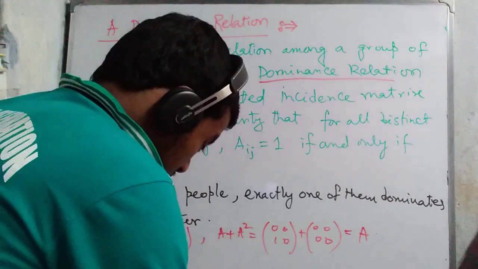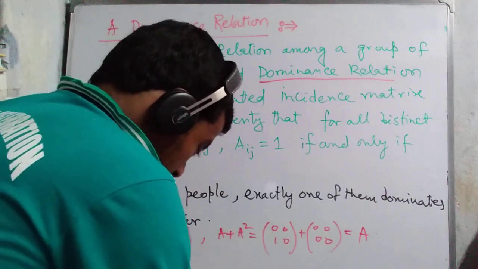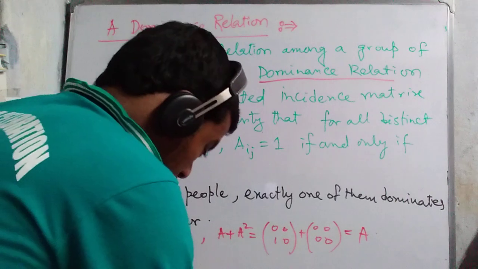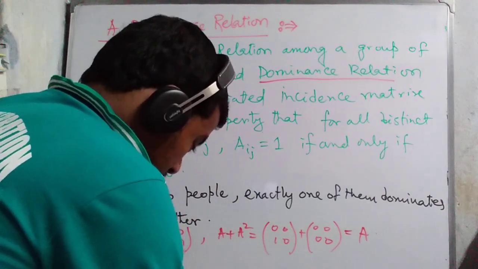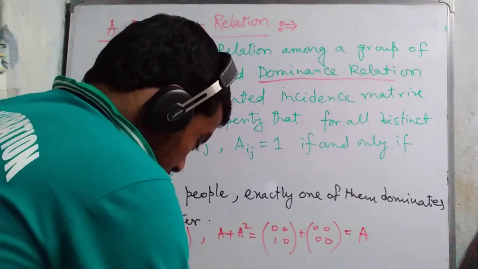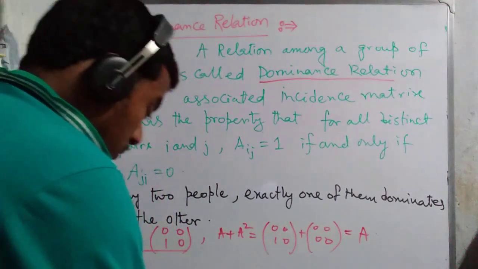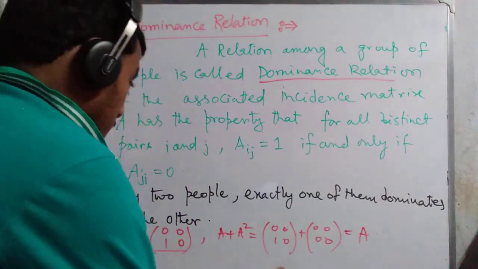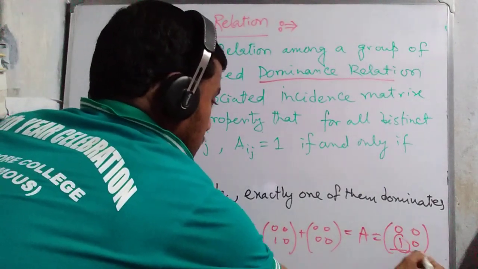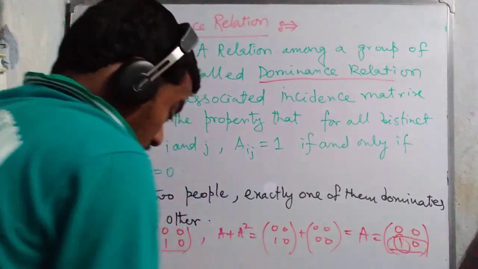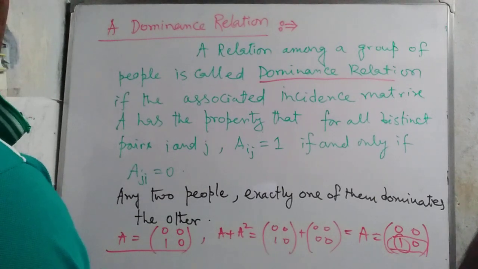But this one is not satisfied here. That means Aii is 0, and obviously for such a relation the matrix A plus A squared has a row in which each entry is positive. Obviously here there is a row with each entry positive except the diagonal. So this is a criterion.